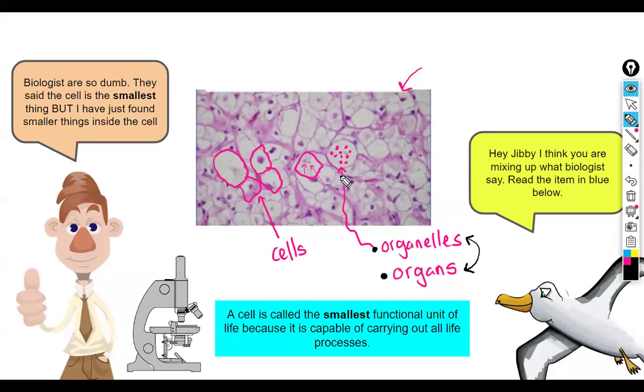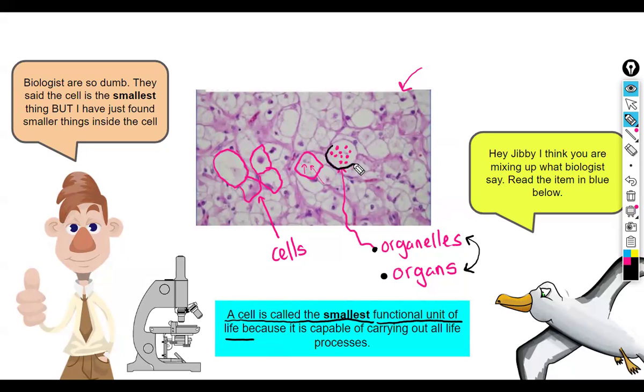All right. Now, what scientists say is very close to what GB is saying. Remember, scientists never said that a cell is the smallest thing. They never said that. Scientists or biologists said a cell is called the smallest functional unit of life, because it is capable of carrying out all the life processes. Let me break that down into simple terms.